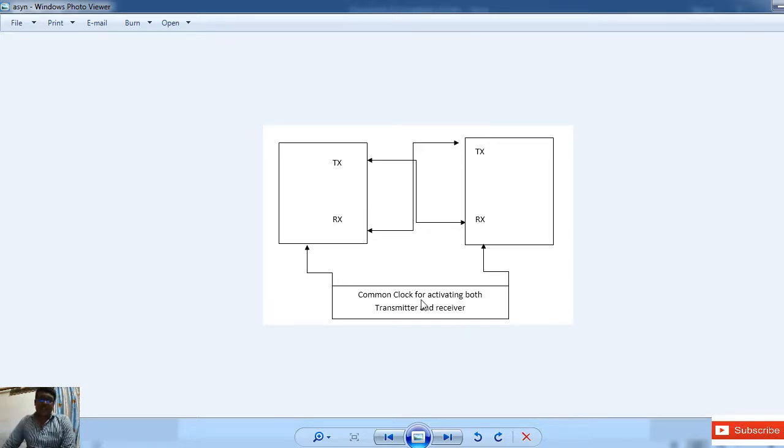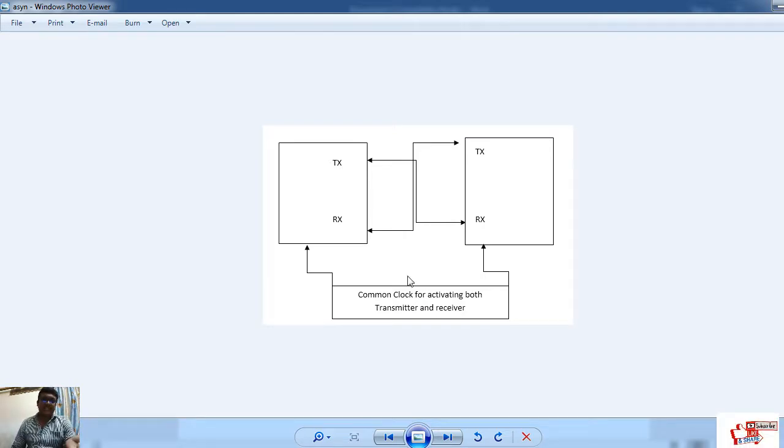This common clock means, consider the example of dumping a program from your PC to an ARM kit, or it can be an 8051 or an Arduino. During this type of communication, asynchronous communication is going to happen. In order to have communication between transmitter and receiver, both should be in an on state. Your PC should be on, and the receiver, that is your ARM kit or 8051 kit, should also be on.